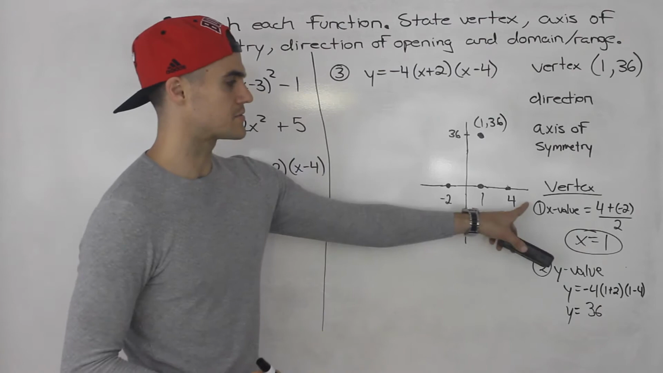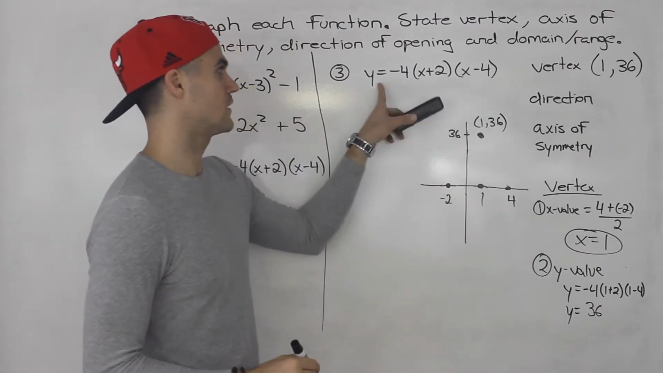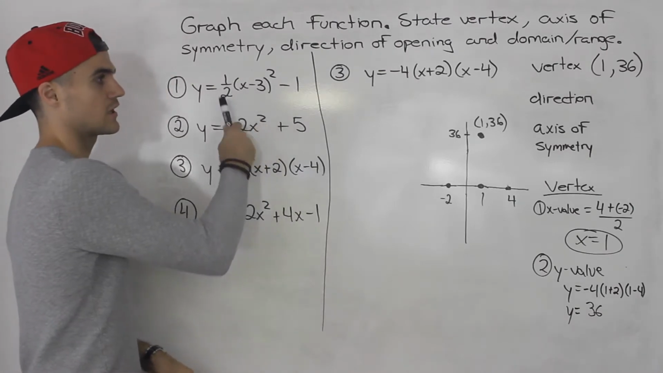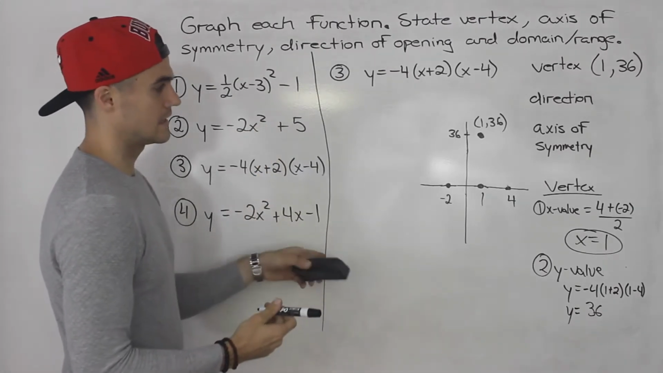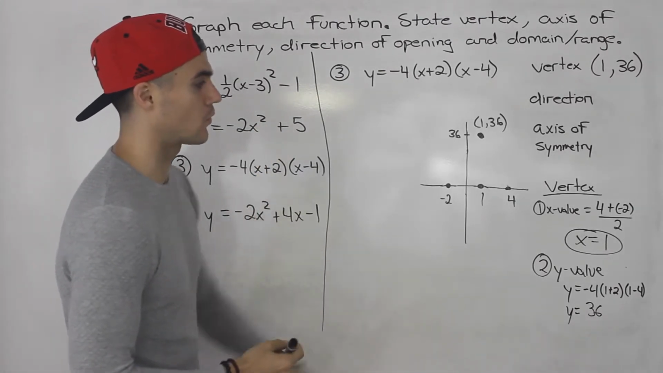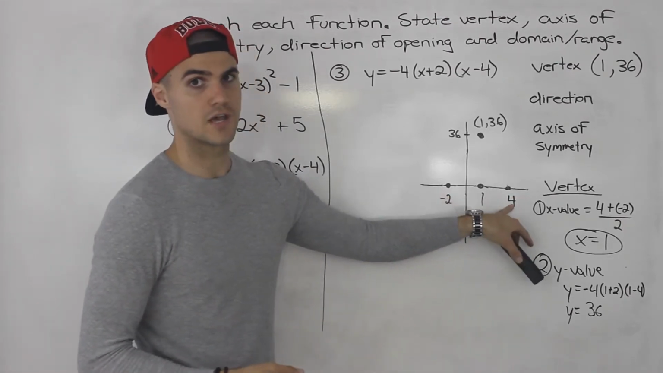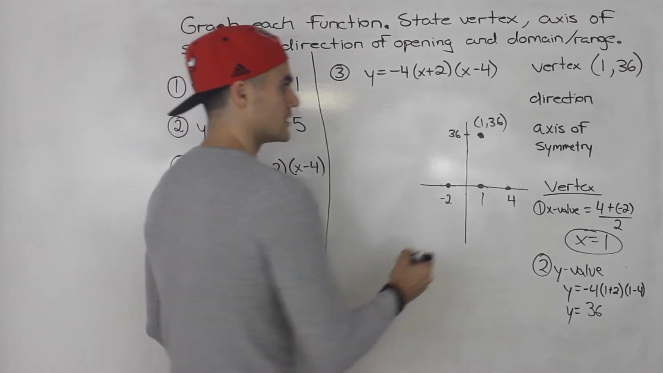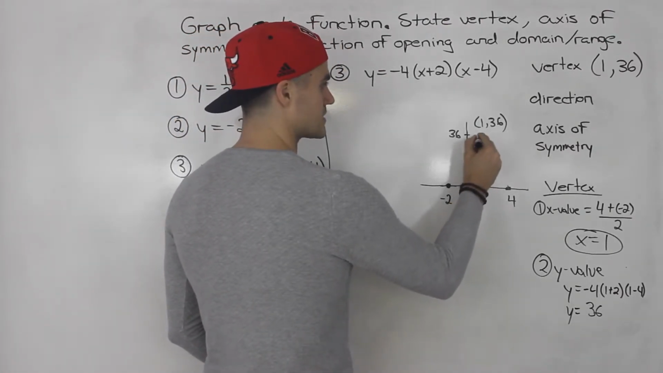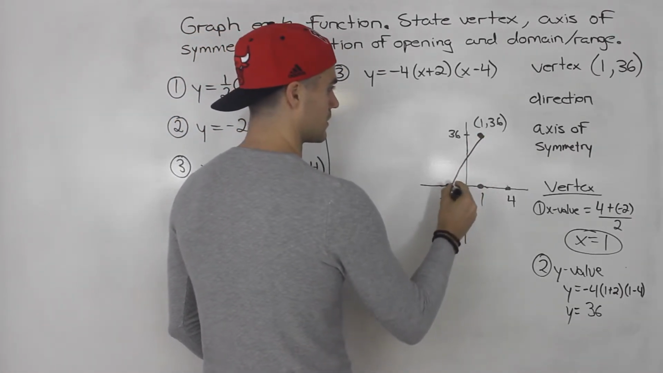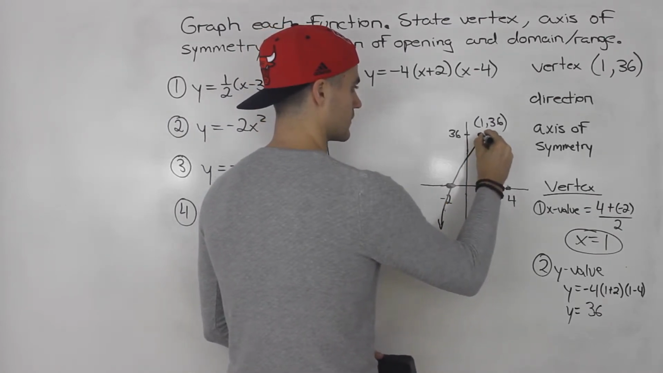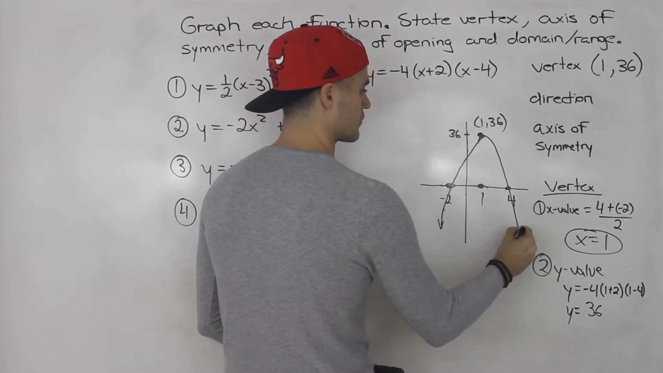So those are the steps to find the vertex when you're given a quadratic in factored form. Once it's given in vertex form, you can get the vertex right away. In this case, you've got to do a little bit more work to get the vertex, but you do get the intercepts, which is nice. You can get them right away from the factors. So this is just going to open down and go through the intercepts.